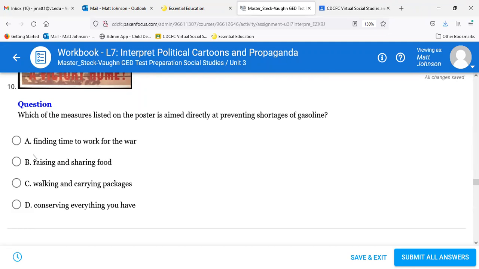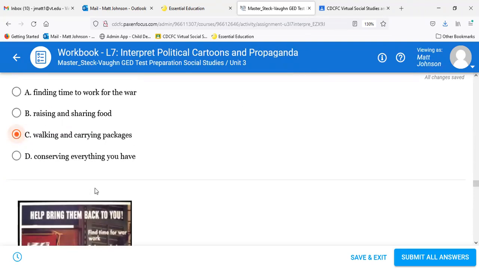C? Yep, C, which I think we could all use some extra steps. So walking and carrying packages. There are posters specifically targeting these individual ideas, like carpooling. If you're going somewhere, make sure you have a full carload. And they get really intense, like, do you want your soldier fighting your war to die? Then carpool. Yeah, it's really crazy stuff. I might try to see if I can find some good ones to put on Google Classroom with this today.